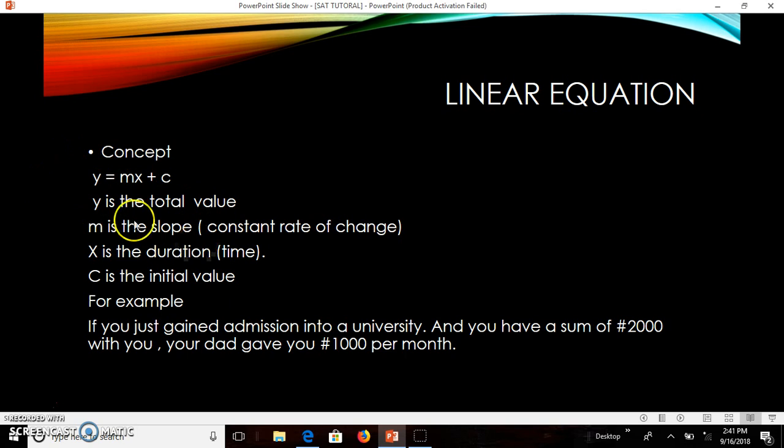But in another case, they can manipulate it. They can give the total value and ask you to look for the initial value, but they will give you the other variables. It's just like normal. What I want you to understand is each variable here. Y is the total amount, m is the constant rate, in this case 1,000 naira, the money they're giving per month. It could be per year, per hour, per minute, or per second. You have to understand how to identify these variables in words. That's the concept here.